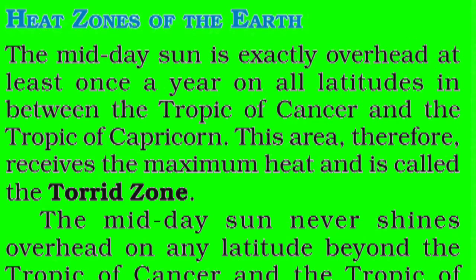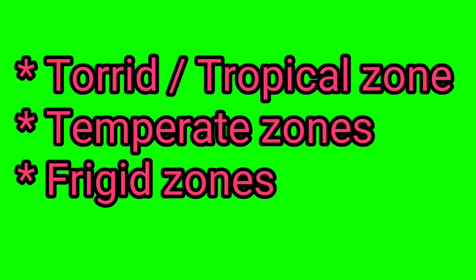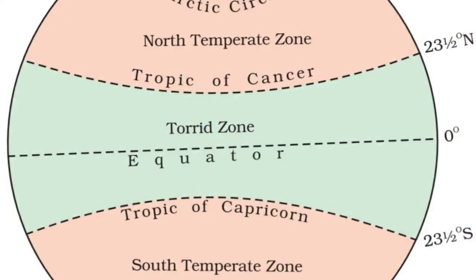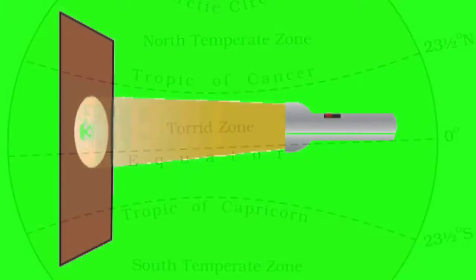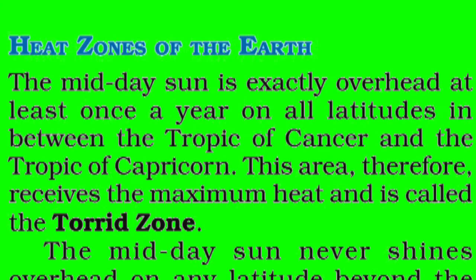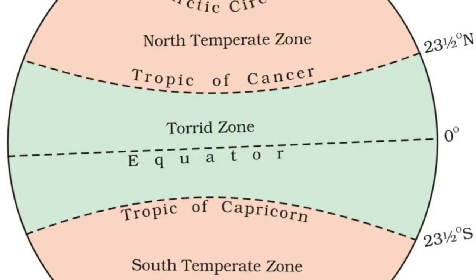Now we come to the next topic, that is heat zones of the Earth. There are three important heat zones. Our Earth is divided into three important heat zones, that are the torrid or tropical zone, second the temperate zone, third the frigid zone. The torrid or tropical zone lies between the Tropic of Cancer and the Tropic of Capricorn, and the sun is exactly overhead at least once a year on all latitudes between the Tropic of Cancer and Capricorn. This zone receives maximum heat, so it is the hottest zone.